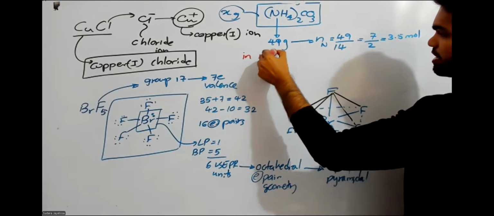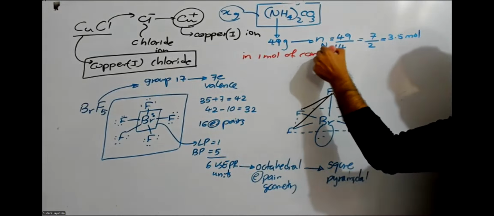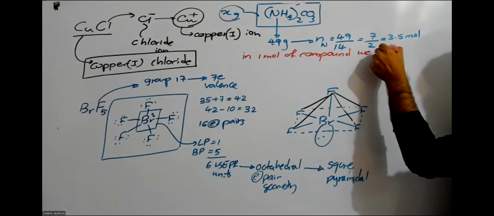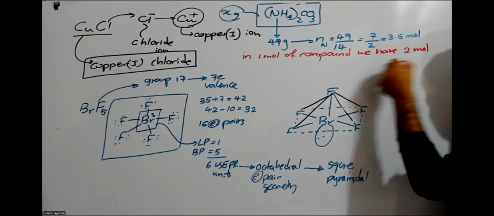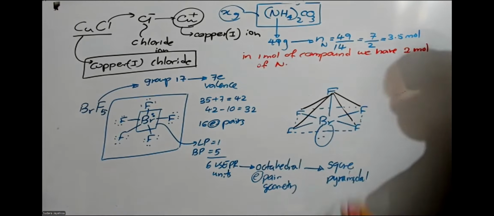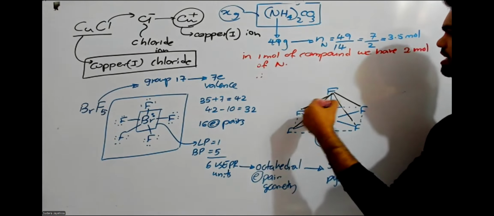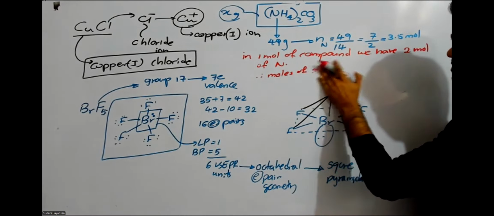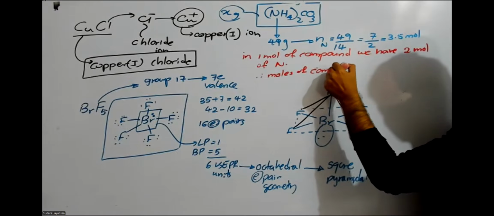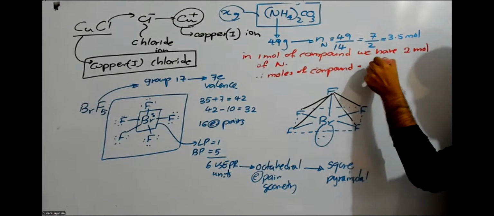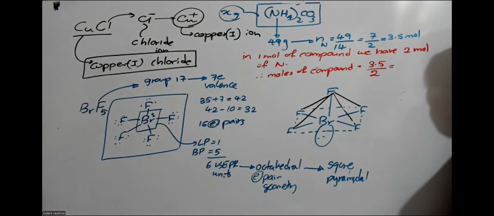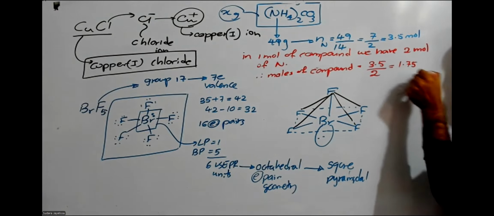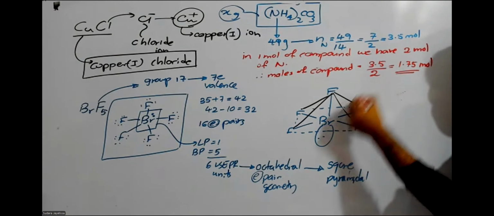But you can see this statement is very important. In 1 mole of compound, we have 2 moles of nitrogen. So that means you can find moles of compound simply by dividing the moles of nitrogen by 2. Understood? So it will be 1.75 moles. See, not a difficult question.